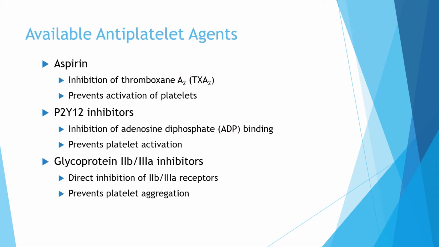For specific antiplatelet options, we first have aspirin, which inhibits thromboxane A2 and prevents platelet activation. We also have our P2Y12 inhibitors, which inhibit the ADP binding, and they as well prevent platelet activation. Lastly, we have our glycoprotein 2B3A inhibitors, better known as GP2B3A inhibitors. These actually, instead of preventing platelet activation, they prevent platelet aggregation.